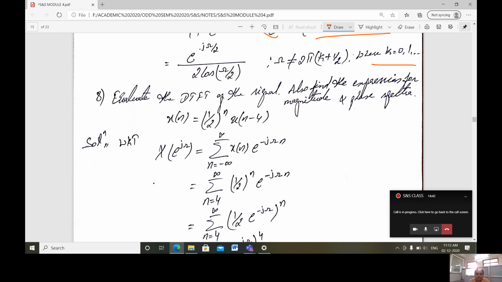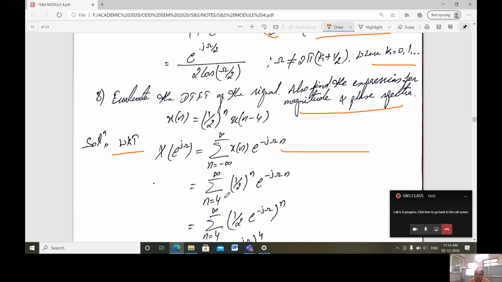Then the next problem is to evaluate the DTFT of the signal and also find the expression for the magnitude and phase spectra. Here the equation is given as x of n is equal to (1 divided by 2) power n u of n minus 4. We know that X of e raised to j omega is equal to the summation, n varying from minus infinity to plus infinity, x of n into e raised to minus j omega n.